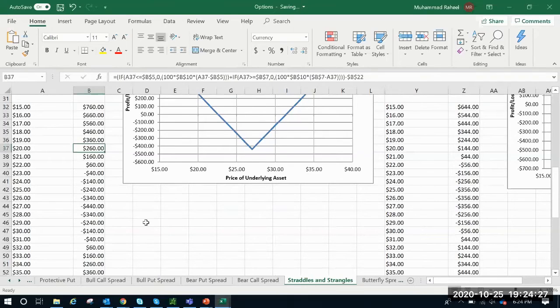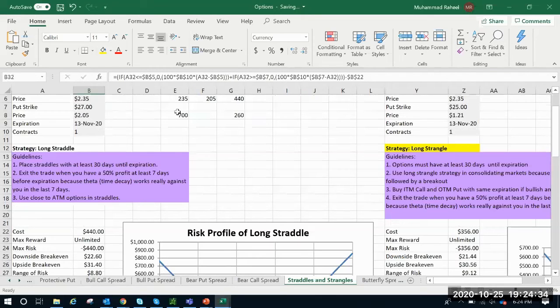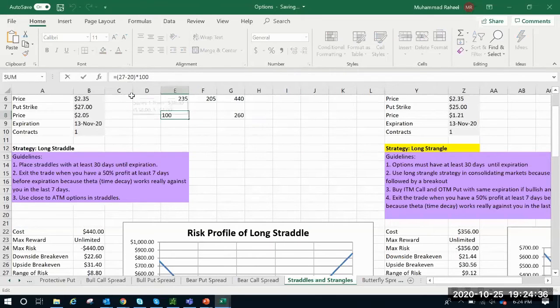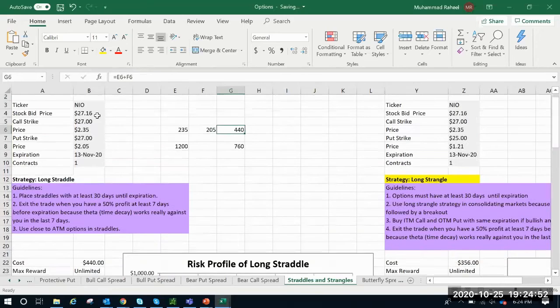So that's how that 260 came. See how the more it drops, like if it's 15, obviously you would make a lot. So if you put 15, the stock actually hit $15. It crashed, right? Then the put really delivered for you, because you paid only $205 for it, and it ended up at $1,400. So that's nice, right? And then obviously you had to pay, because the call ended worthless.